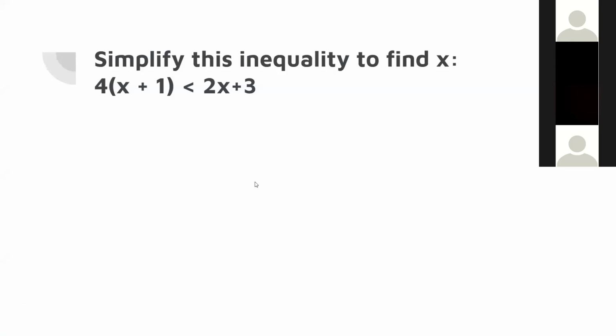So for this problem, let's simplify this inequality to find x. I'll give you a couple minutes to try to find that. And a couple of things to remember with inequalities is whenever you divide by a negative number, you always have to switch the sign. I don't think that even happens here, but just so you know.